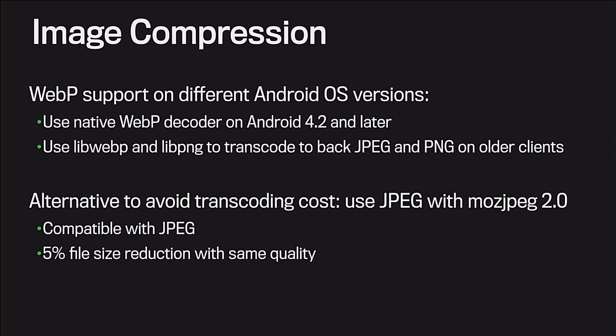If you do want to avoid the transcoding cost, you could do something different. You could continue to use JPEG, something like the Moz JPEG 2 encoder. It's fully compatible with JPEG. You get better compression results with a pretty small, pretty reasonable reduction in file size.